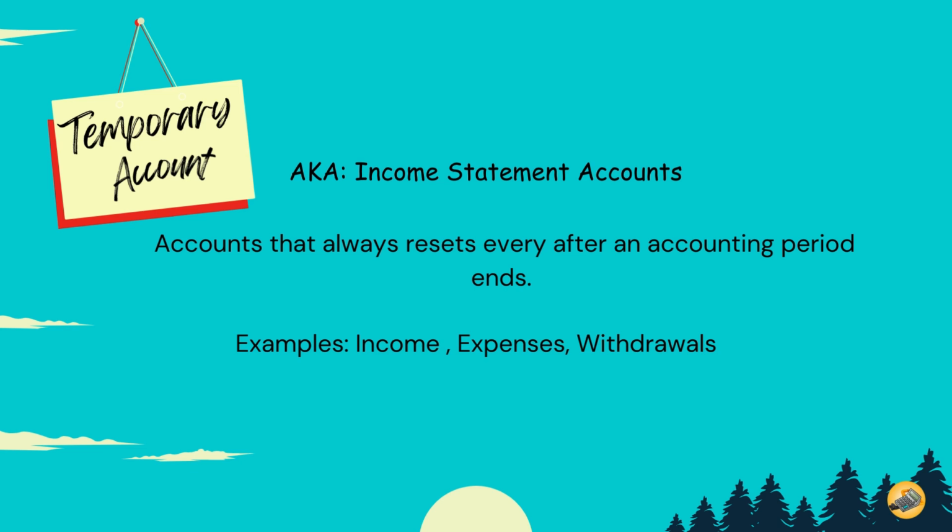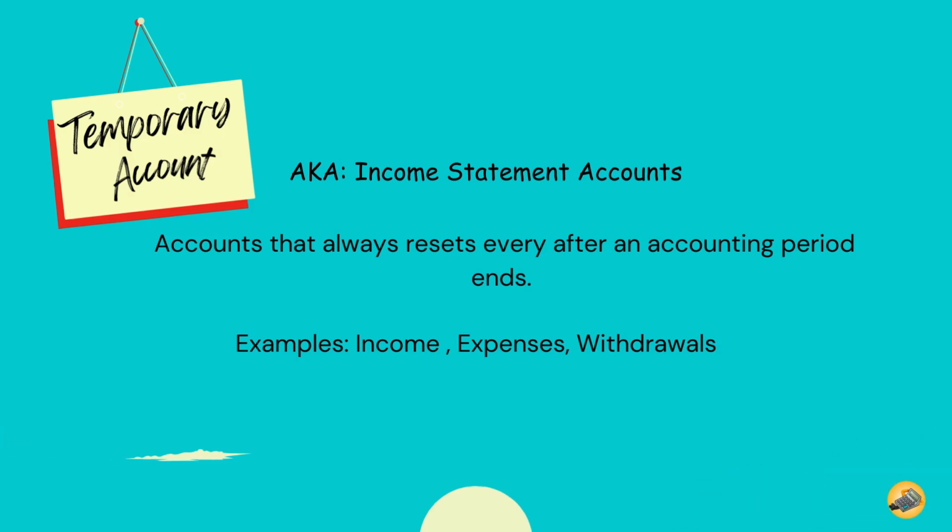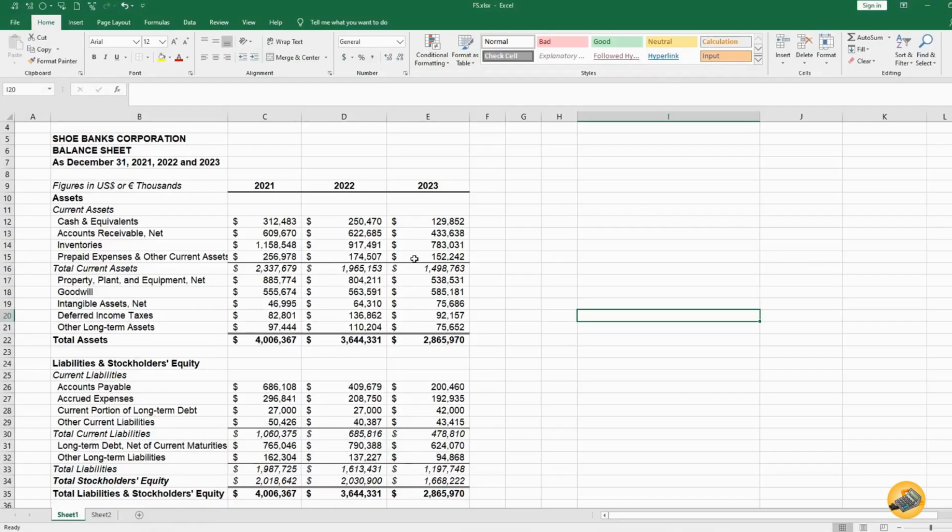So in summary, permanent accounts are accounts that have their balances continued to the next accounting period. And temporary accounts are accounts that reset their balances every accounting period. To illustrate that difference, we'll not just look into the definition, but we're going to see its application. So here is an example of a financial statement.